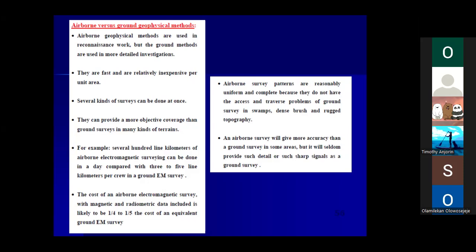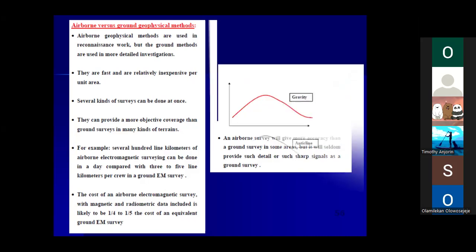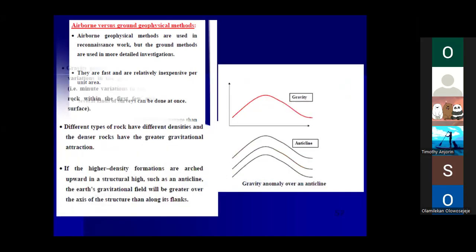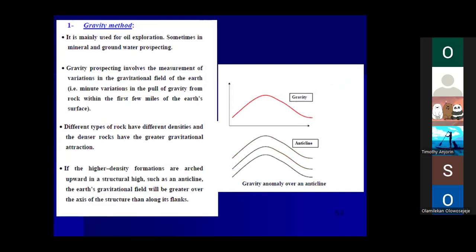Several hundred line kilometers can be surveyed, okay? So the cost of airborne electromagnetic survey with magnetic radiometric data is not so expensive. Airborne survey patterns are reasonably uniform and complete, and they do not have access and transit problems. But if you want high resolution and depth of penetration, our contact methods are very, very important. So we use the non-contact methods also with the contact methods.